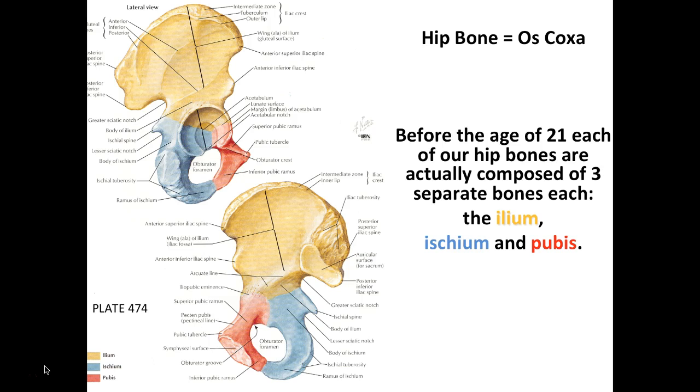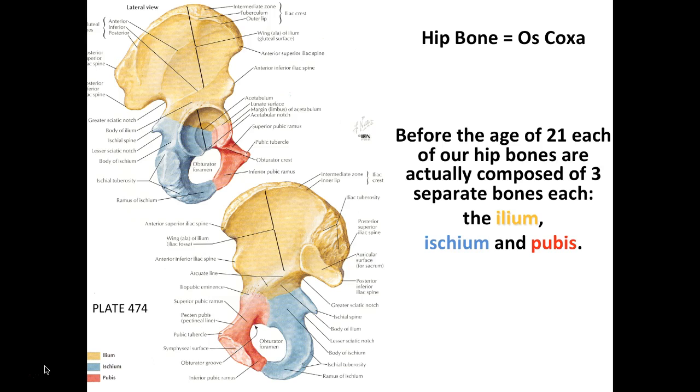So we're going to start off with our hip bone, which is also known as our os coxa. I've taken this image from a Frank Netter atlas, which just has a bunch of various anatomical images, including all of the images you'll see in this lecture.